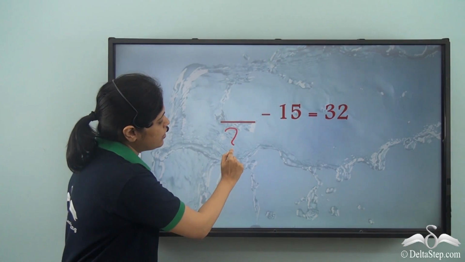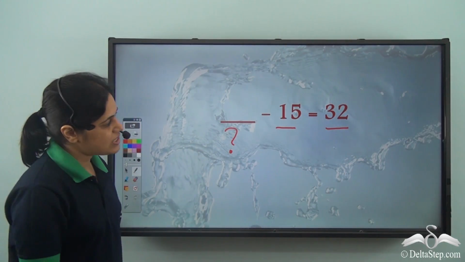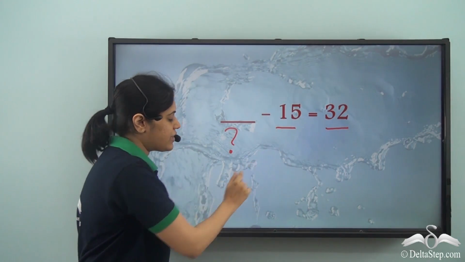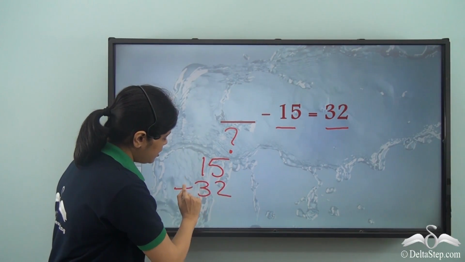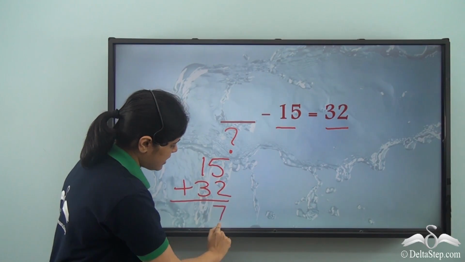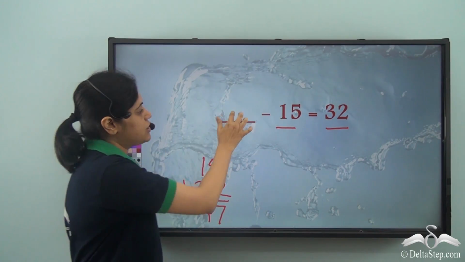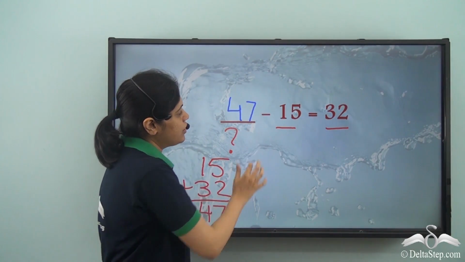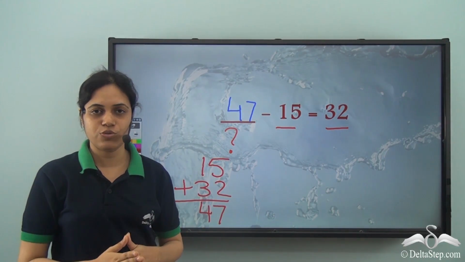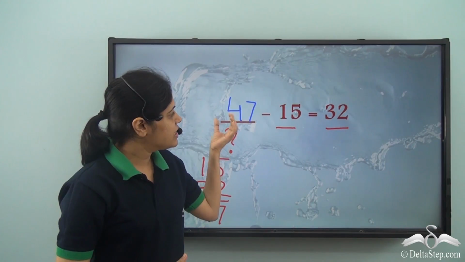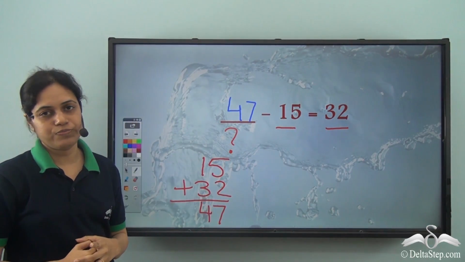So what minus 15 gives us 32. So once again, I need to put together 15 and 32. So 15 plus 32, 5 plus 2 is 7 and 1 plus 3 is 4. So 15 plus 32 gives me 47. So I have 47 minus 15 is equal to 32. So if you actually subtract 15 from 47, you see that you get 32.